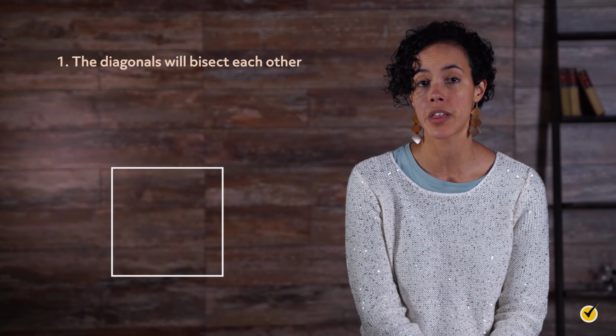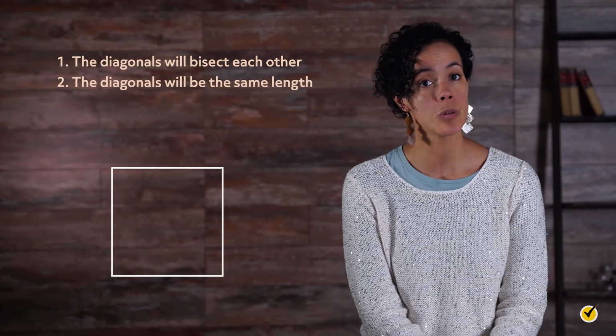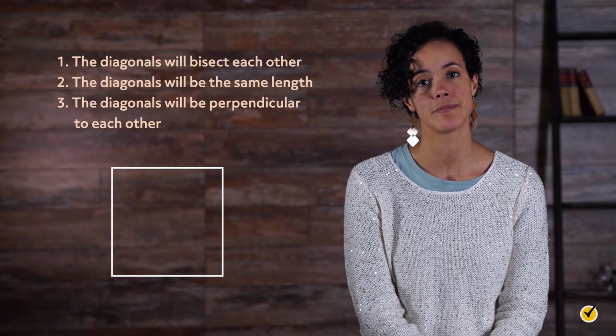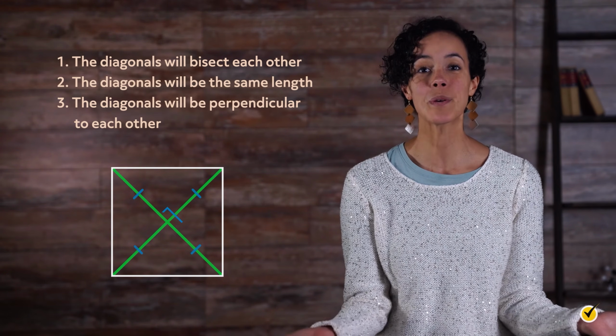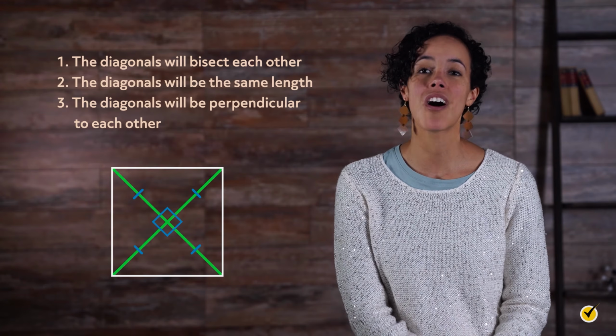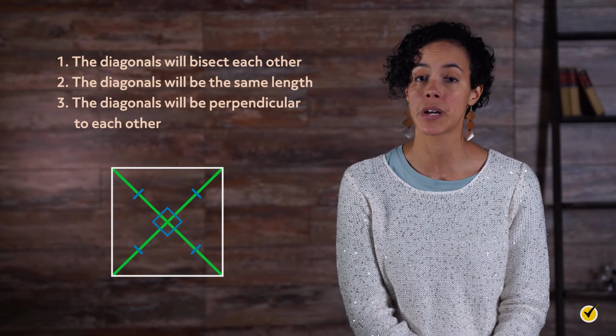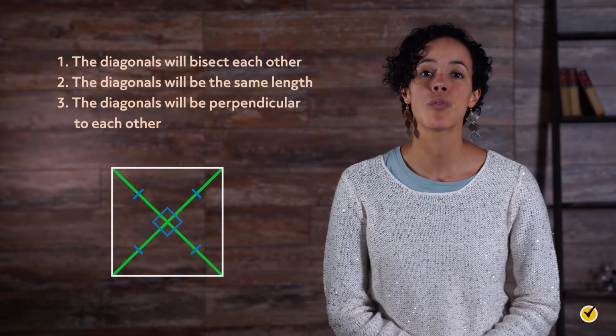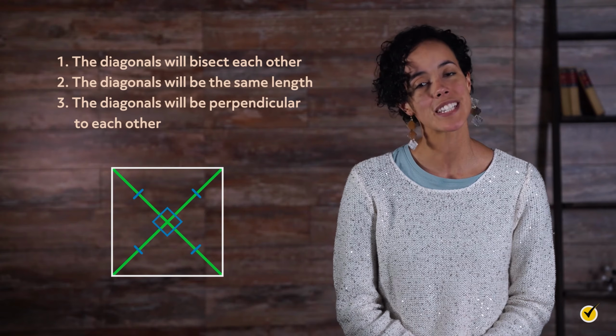Okay, only one quadrilateral left, the square. Remember, the square is a parallelogram, a rectangle, and a rhombus, so it should have all the properties of those shapes. 1, the diagonals will bisect each other. 2, the diagonals will be the same length. And 3, the diagonals will be perpendicular to each other. Let's see if we're right. We were right. If we look closely, we can also see that the two diagonals cut the square into 4 congruent isosceles right triangles.